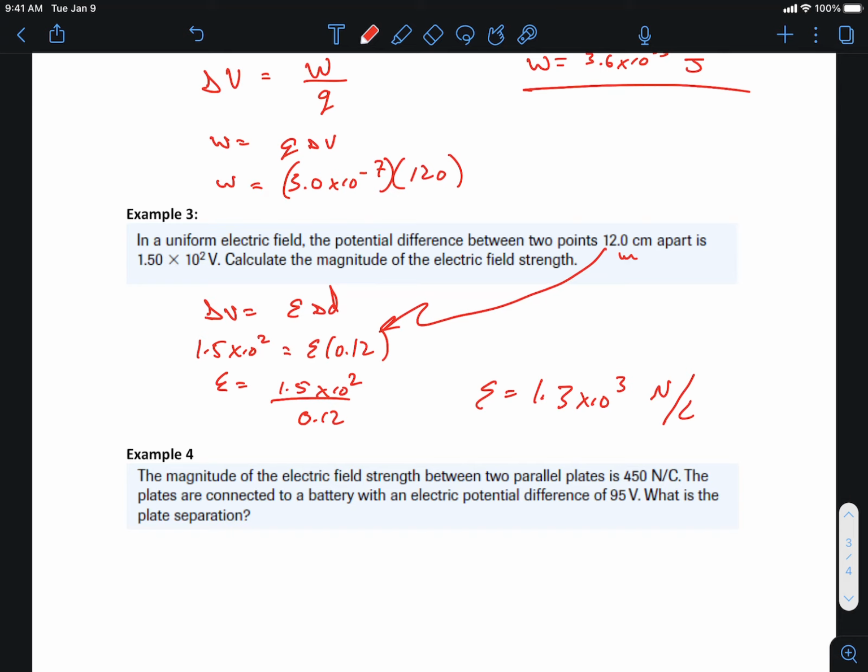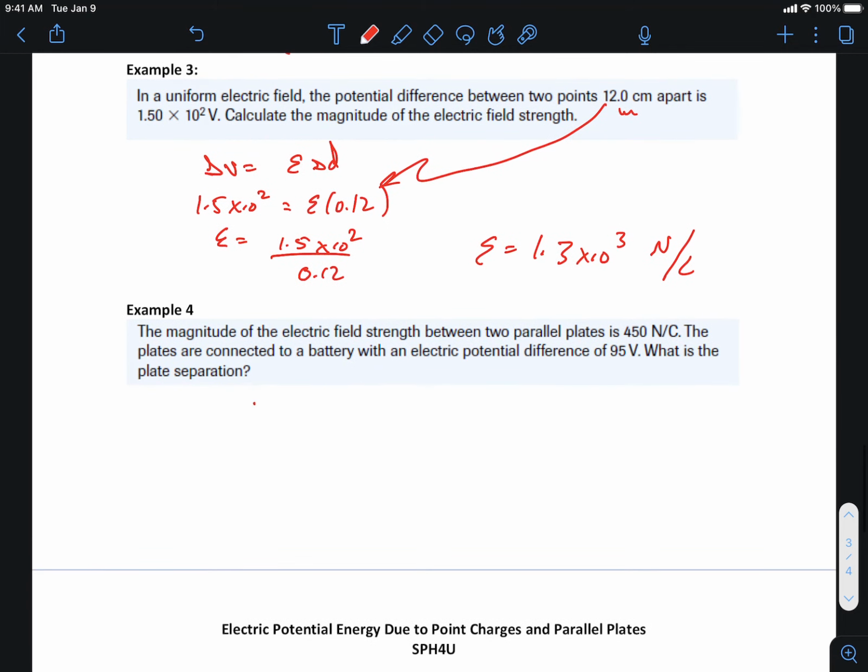So for the last one, the magnitude of the electric field strength between two parallel plates. Parallel plates would be something like this. They'd have charges, it could be all positive and negative. When you place an object in the middle of these two things, they're going to experience some force per charge. Or if you were to place a point charge in the middle of those two things, depending on the charge that you put in there, you're going to feel a different kind of force. So we want to find what that force is based on the information in the question.